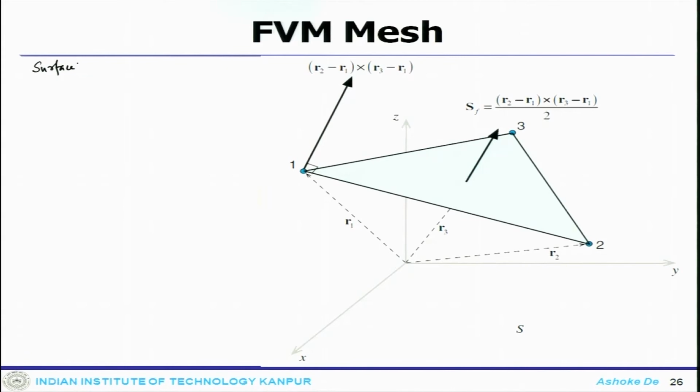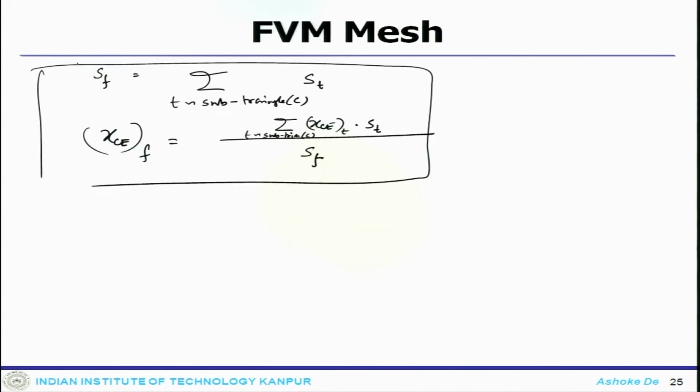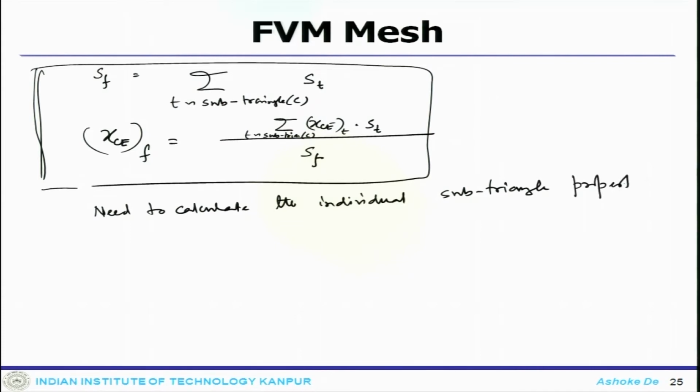The reason being, when you look at the centroid of a polygon, you actually need to calculate the individual sub-triangle properties, and then you sum over all the triangles, and then get back the geometric center.